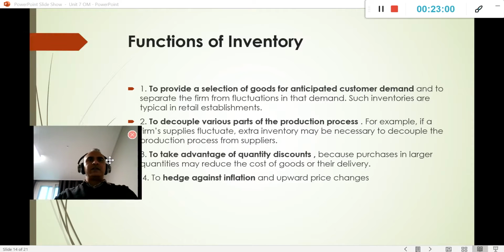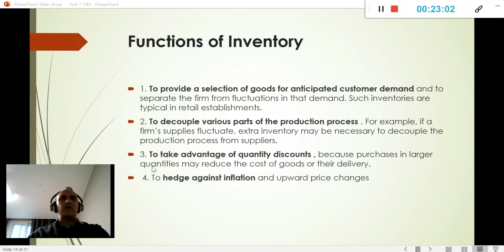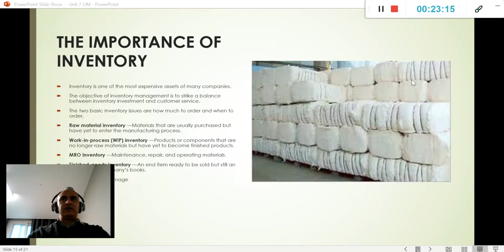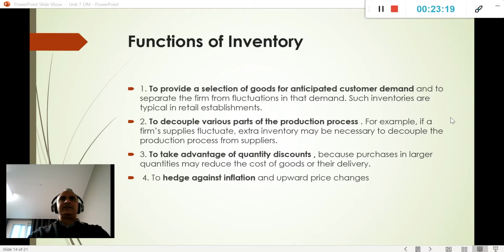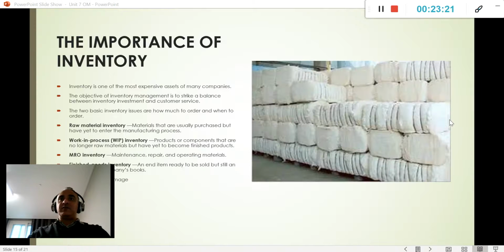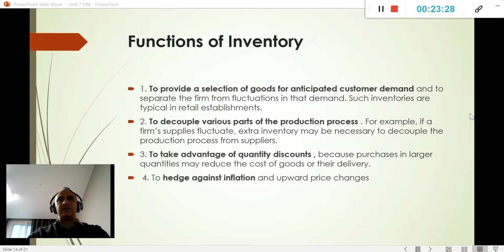So what are the functions of inventory? Why do we decide to have inventory? Like I told you, first of all, inventory is not too good because it means it's money that is not moving. So let's say, for example, here I have a lot of cotton kept. Fantastic, but it means money that is not moving. Until I produce it and make it into a shirt, that means it's thousands of dollars in stock.